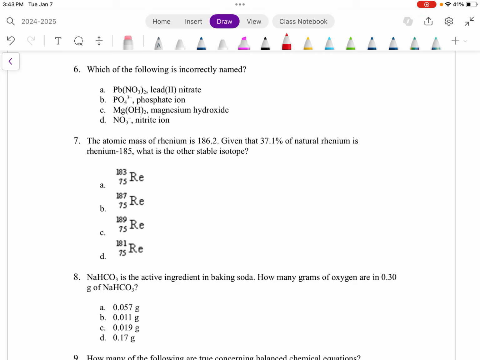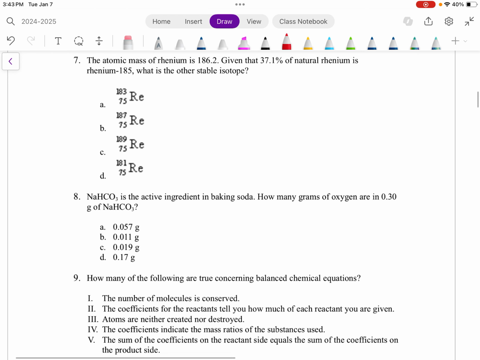Which of the following is incorrectly named? This one, there was a bit of a typo on the exam itself. Or not typo, but it got cut off. The actual lead got cut off there. So in theory, the answer is D here, because this is actually the nitrate ion, not the nitrite ion. Nitrite is NO2 minus 1. But I believe we did accept A as an answer because the lead was missing, so technically that was wrong as well. But yeah.